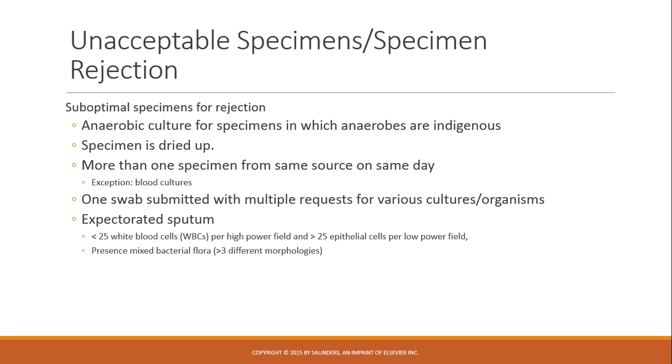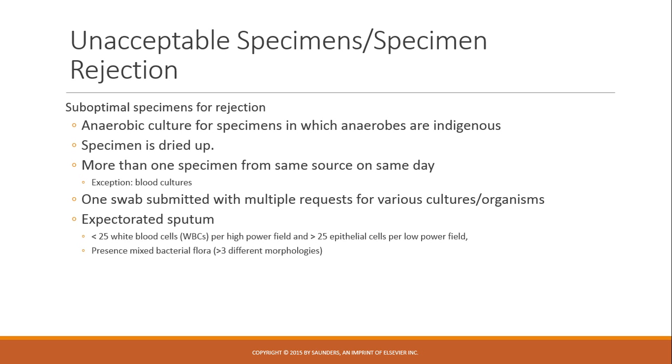I've talked in lab about how sputums have a criteria for acceptance and rejection. So if a sputum has less than 25 white blood cells per high power field and greater than 25 epithelial cells, it indicates that the sample is not a good sample. So epithelials indicate spit. Less than 25 white cells indicates not a good sample. There's not a lot of infectious agents there.